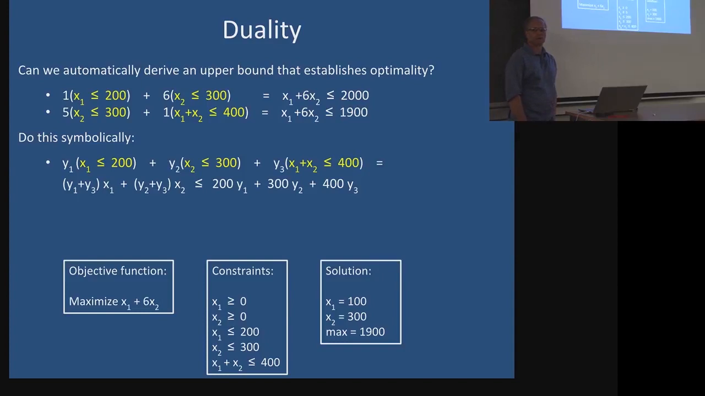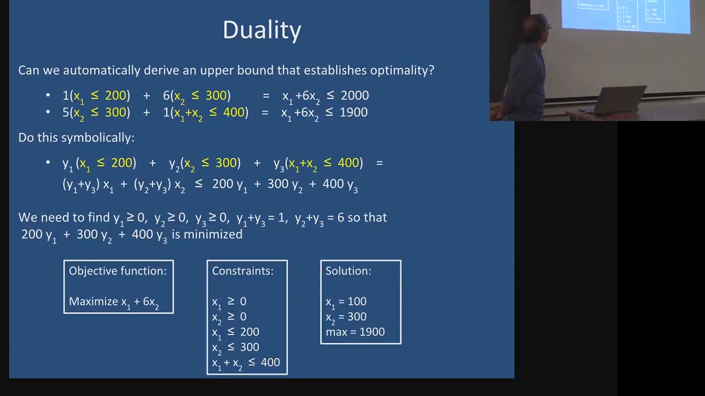Yeah. So we want y1 plus y3 to equal 1 and y2 plus y3 to equal 6. We want this right here to look like the objective function, x1 plus 6x2. Up there, we chose 1 and 6 so that we would get x1 plus 6x2 on the left-hand side of the inequality. Right there, we use 5 and 1 for the same reason. So we get x1 plus 6x2 on the left-hand side. So we want y1 plus y3 to be equal to 1. And we want y2 plus y3 to be equal to 6.